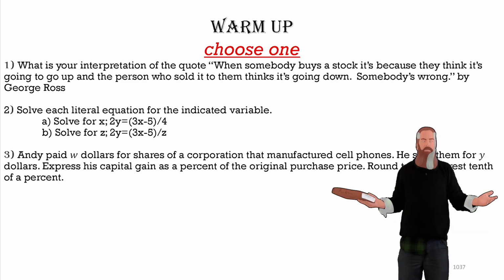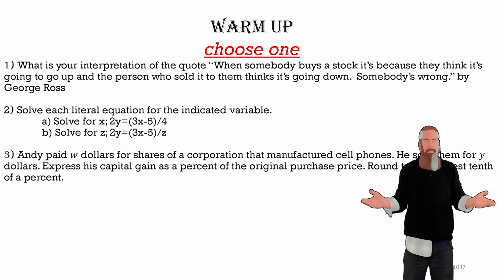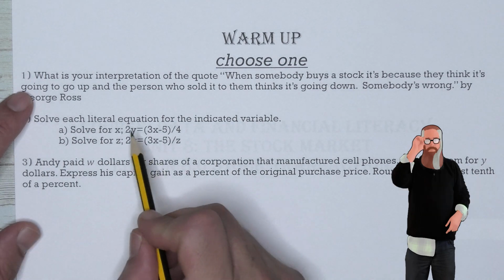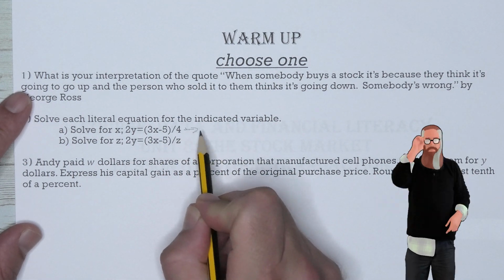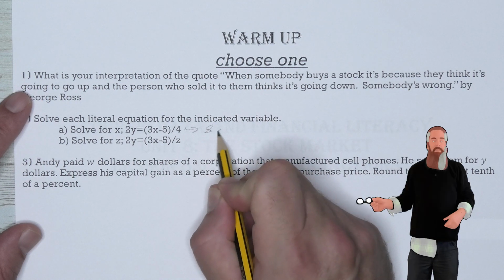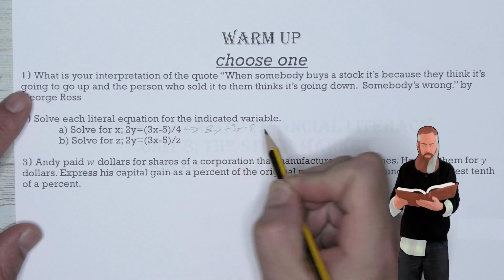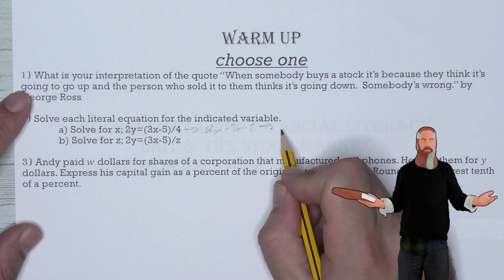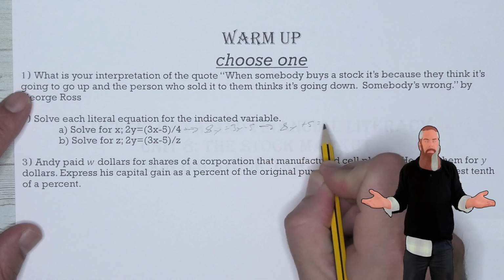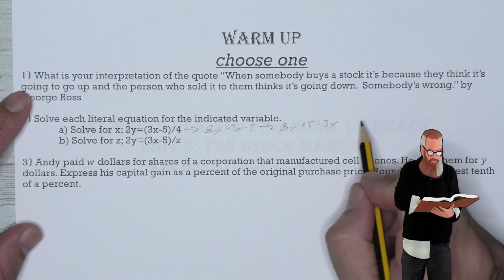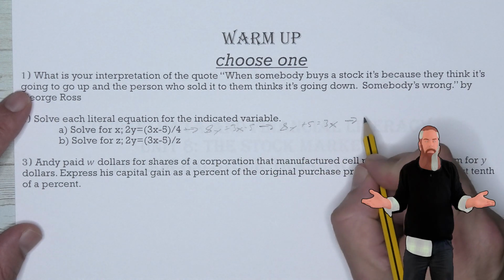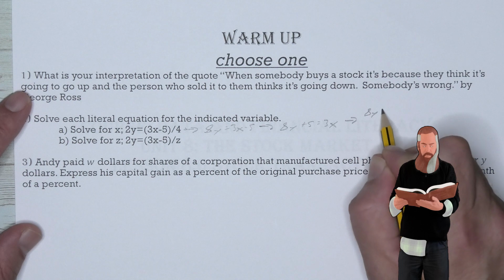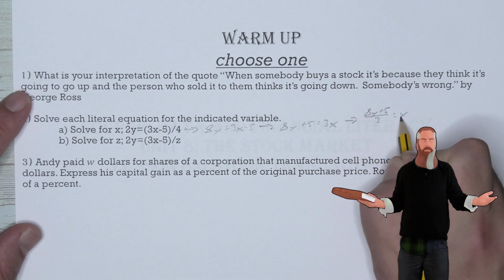Before we get into it, let's make sure we're ready for this lesson by looking at warm-up number 2. Solve each literal equation for the indicated variable. So if we're going to solve this for x, we need to get x out of these parentheses. This means we're going to multiply both sides by 4 so that we get 8y is equal to 3x minus 5. Now we can add 5 to both sides to get 8y plus 5 is equal to 3x. Now, dividing both sides by 3, we get 8y plus 5 divided by 3 is equal to x.